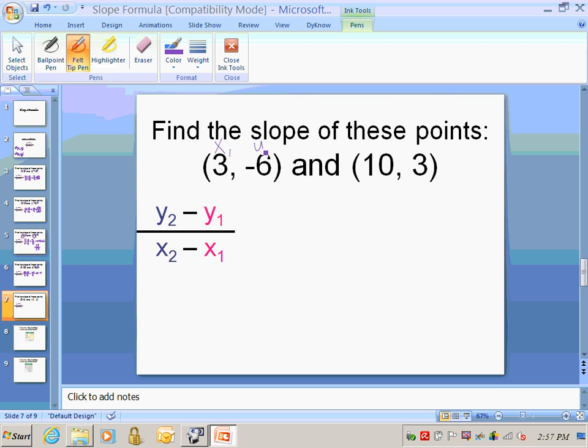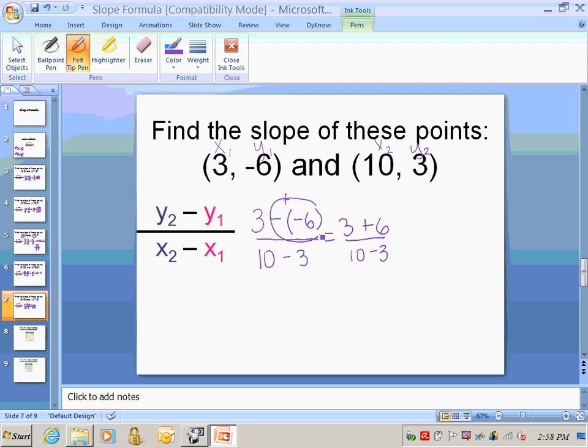I have x1, y1, x2, y2. This one's a little different. I have 3 minus, and now I have negative 6. If you ever have a negative number, I want you to put it in parentheses, because a negative times a negative is actually positive. Over 10 minus 3. So I want to rewrite it first with the positive. So this is 3 plus 6 over 10 minus 3.